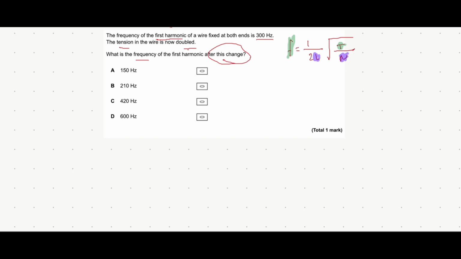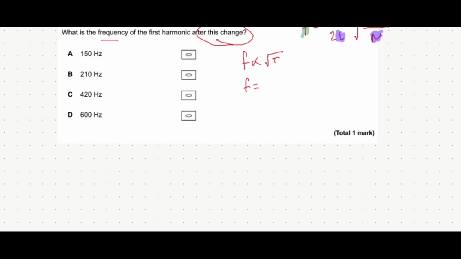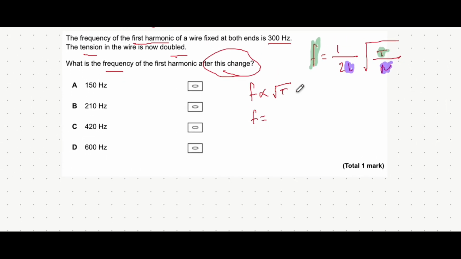We now think to ourselves, okay, how does frequency relate to tension in this case? In this case, we say frequency is proportional to the root of the tension. Now, if you think back to GCSE maths, you might remember that we can write this out as frequency is equal to a constant multiplied by the square root of tension. If we divide both sides by the square root of tension, that means that the frequency over the square root of tension is always the same. So that's always going to be the same ratio.